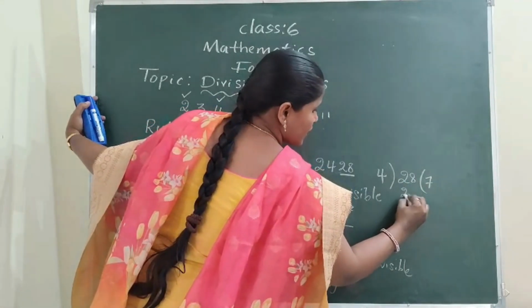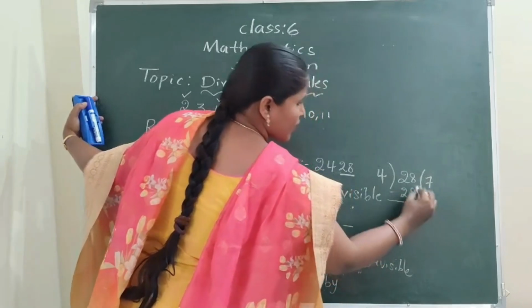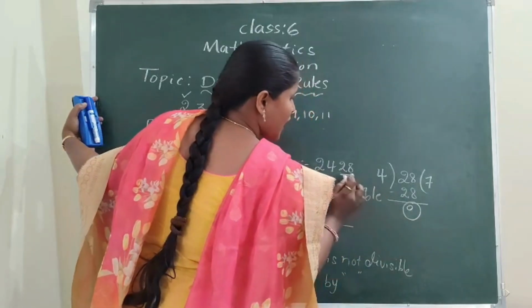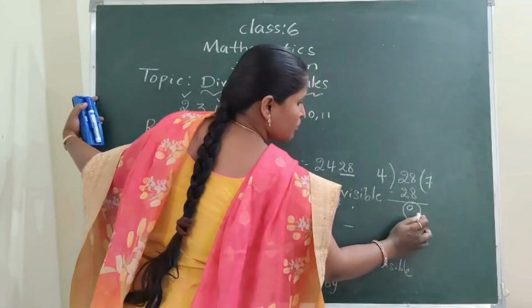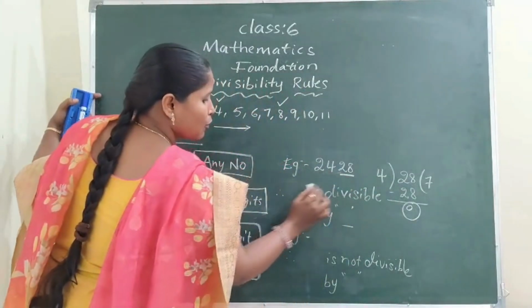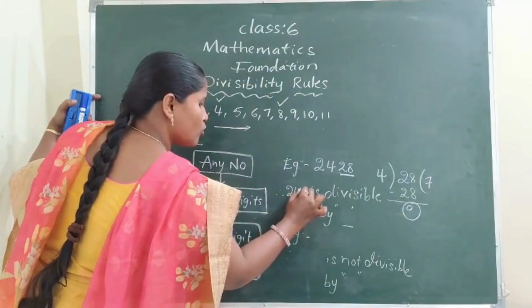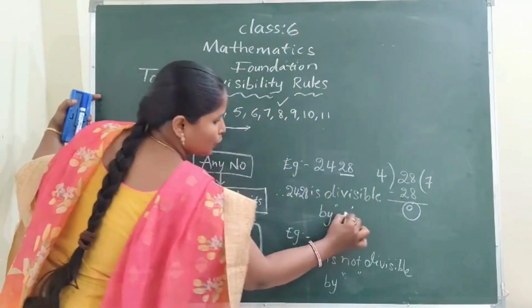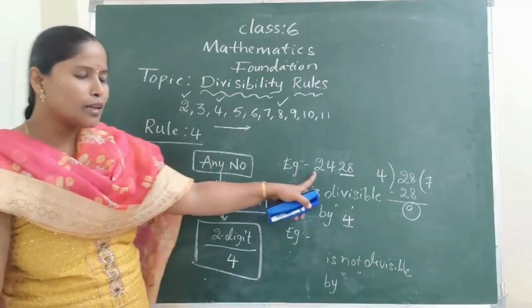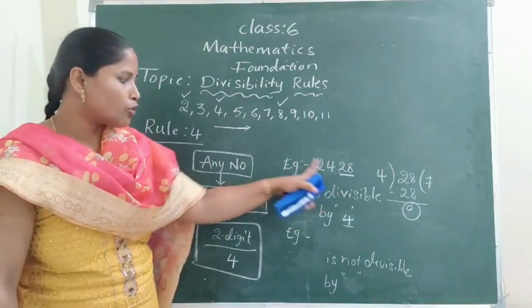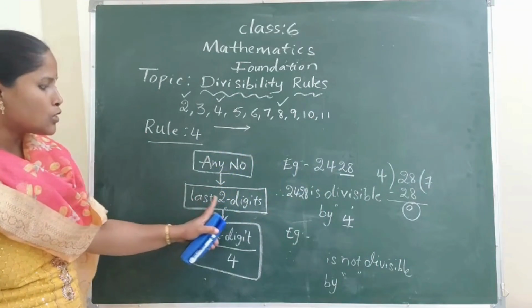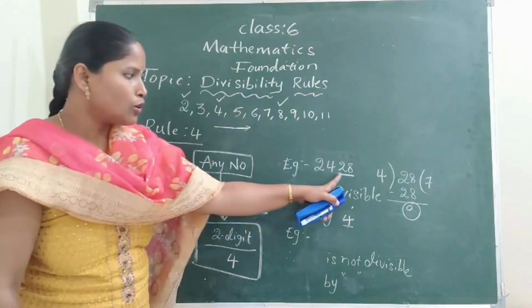4 7s are 28. Now subtract 28 minus 28, here the remainder is 0. If the last 2 digits are divisible by 4, then 2428 is also divisible by 4. Understand? Any number you consider, say 2428, then only the last 2 digits we need to focus on.